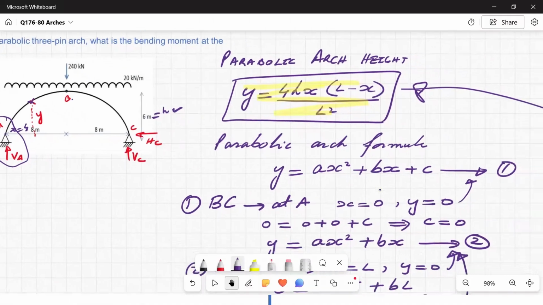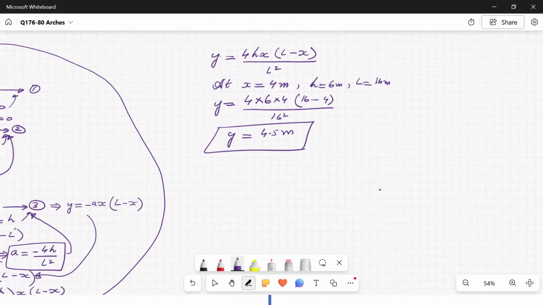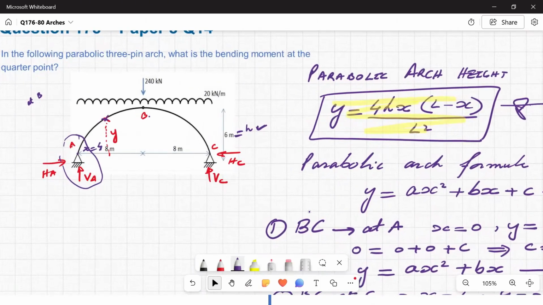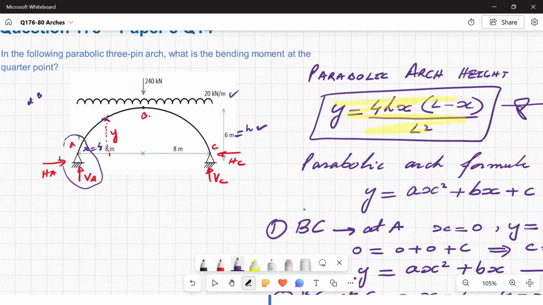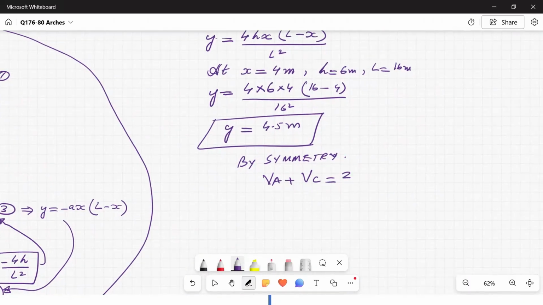So let us first of all find out the reactions. So reactions will be equal to, again I'm using symmetry, by symmetry, VA plus VC is equal to 20 times, it is spread on 16, plus 240 divided by 2. So let me go back here.